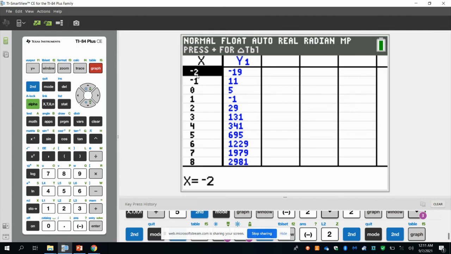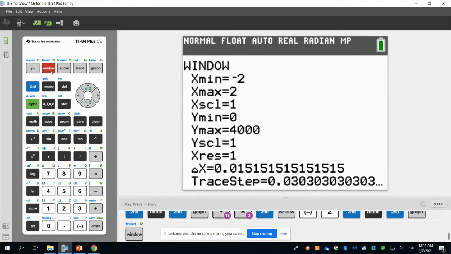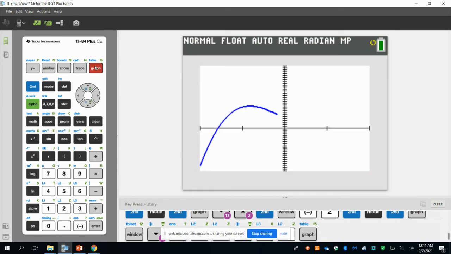All right, so now we see when x equals -2, y equals -19, and when x equals +2, y equals 29. So that gives us exactly the y values. So we can let y minimum be -20 or -22, and y maximum 30 or 32. All right, so let's do that. Y minimum, let me do -22. Y maximum, let me do +32. Okay, now let's see.